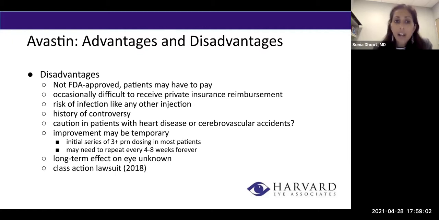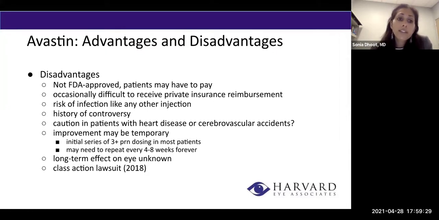There's a history of controversy because there were thoughts that the Avastin that they use for chemotherapy, which is obviously very different because it's higher doses, it's being put into the IV as opposed to just directly into the eye itself. But there was thoughts that that could lead to strokes or heart attacks. They have done lots of studies since that's shown that there is no correlation between the two.